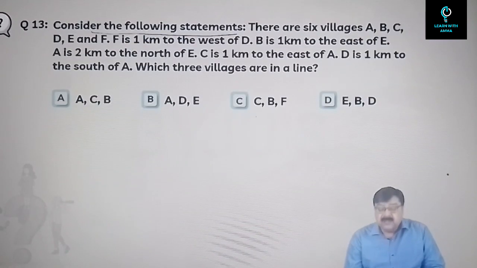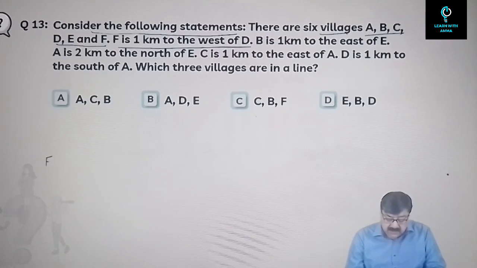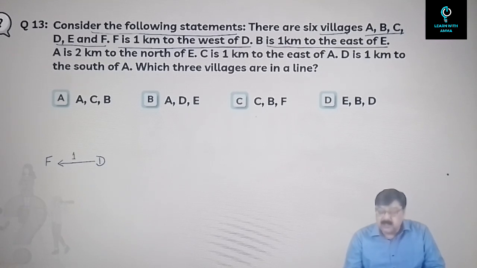Consider the following statements. There are 6 villages A, B, C, D, E and F. F is 1 kilometer to the west of D. Alright, let's start making the diagram now. B is 1 kilometer to the east of E. Alright, let's put it somewhere. This is E, and B is 1 kilometer to the east of E.